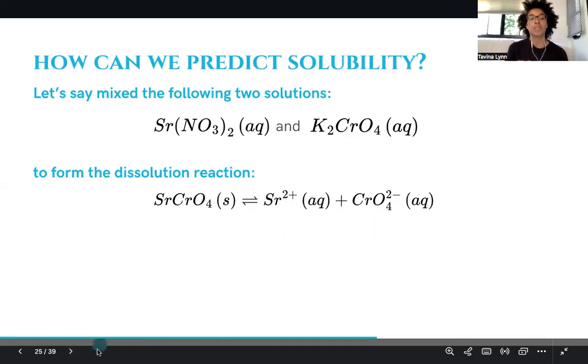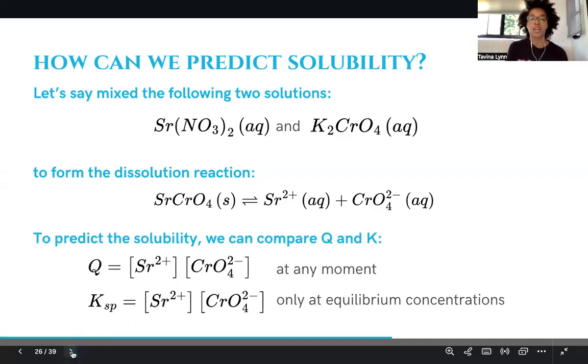So how can we predict the solubility of strontium chromate? How can we know at any moment where it is relative to equilibrium is essentially what we're asking. So it turns out in the same way that we can make predictions about a reaction and what direction it will shift to be at equilibrium, it's the same thing with predicting solubility.